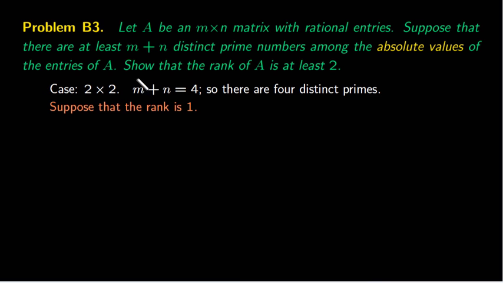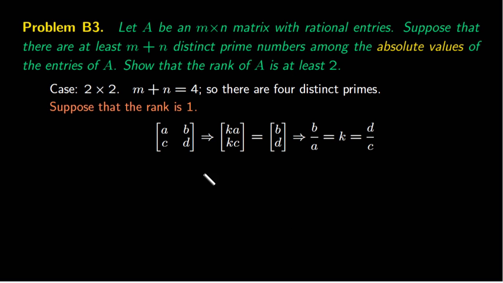Right, here's our base case, 2 by 2. m plus n, well, 2 and 2, m plus n is 4. So there are 4 distinct primes in 2 by 2. So everything in the entry is a prime number. So we want to show the rank is not 0, like I said. It will never be 0 because there is a non-zero element in there. So let's suppose its rank is 1, and then we show a contradiction, so the rank is at least 2.